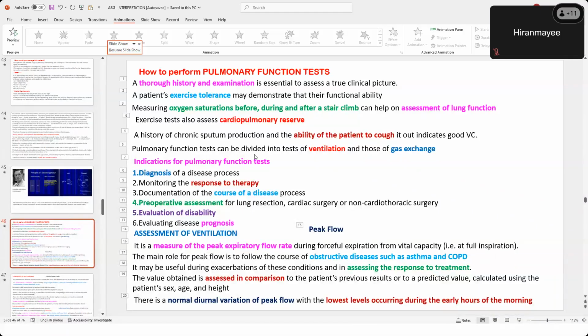We go to PFT, pulmonary function test. Is it visible? Yes, sir. So here also there are some questions which you have to answer first. So how to perform pulmonary function test? What are all the things that you have to know to perform pulmonary function test?